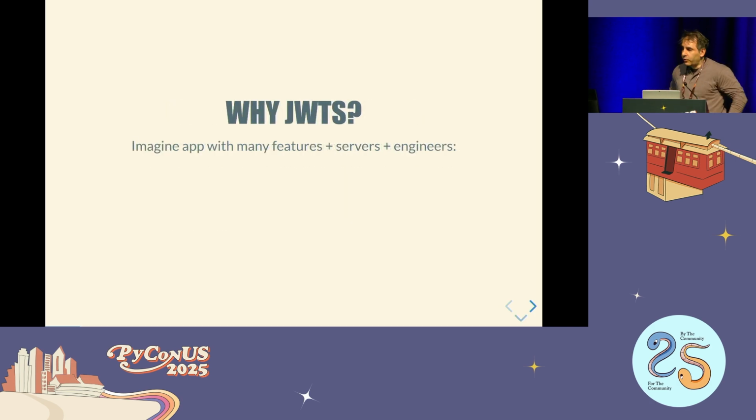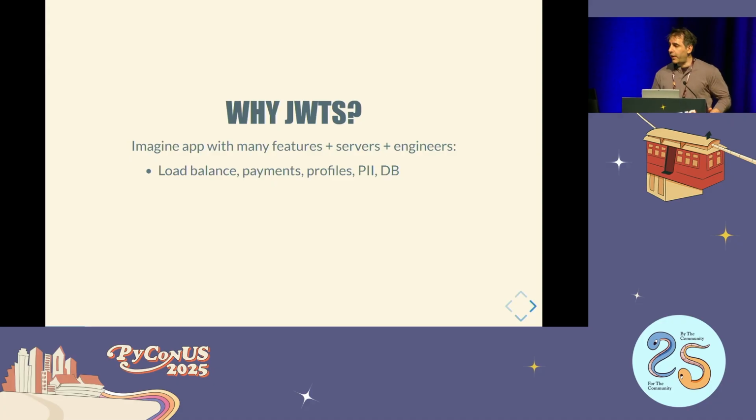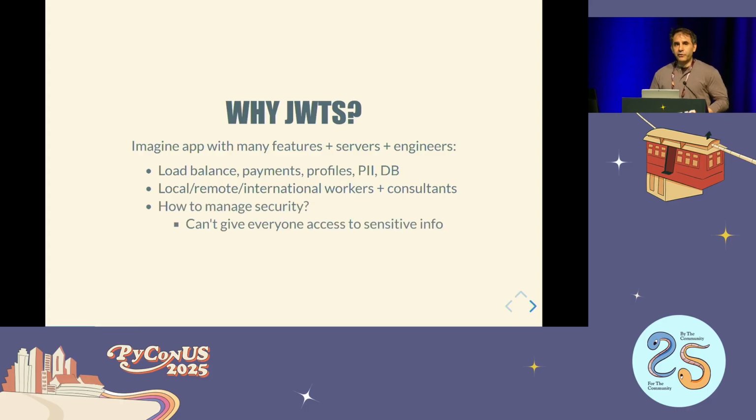So let's start with the main question. Why would you want to use a JWT? Why not use a cookie or a session or some other kind of technology? Well, imagine you have an app with a lot of features and lots of users, which means you need lots of servers and lots of engineers. Maybe you have load balancing, payments, and user profiles, maybe some personally identifiable information, and a database to keep track of all that. Fantastic. You have local workers, remote workers, international workers, consultants. How are you going to manage security for this app?